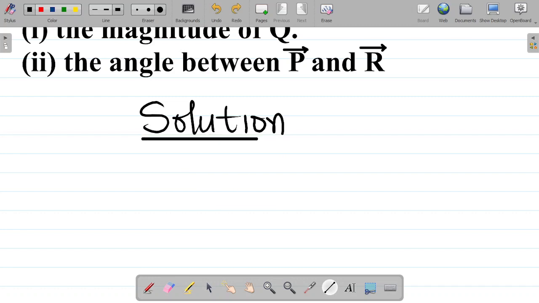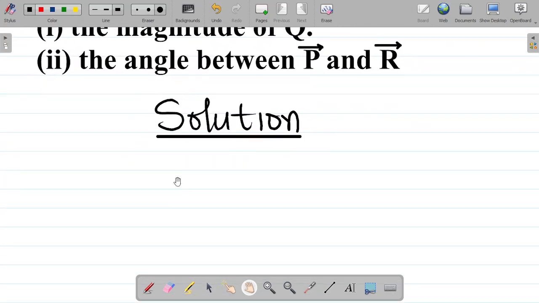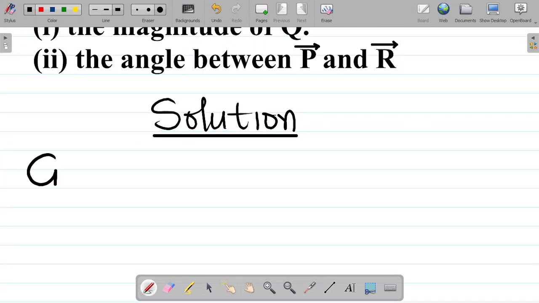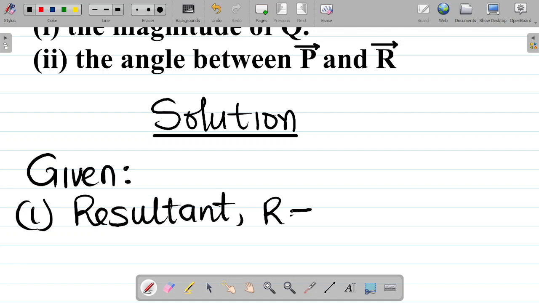So in this question, what are we given? The first thing we are given is that the resultant of two vectors P and Q is 260 meters per second. So given, number 1, the resultant R is equal to 260 meters per second. Just showing direction here.